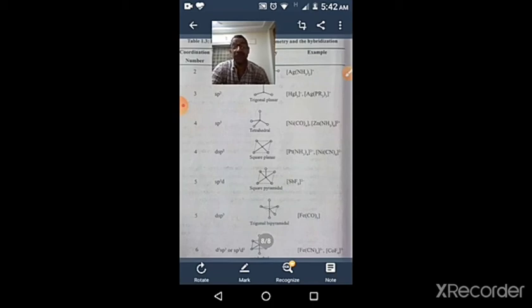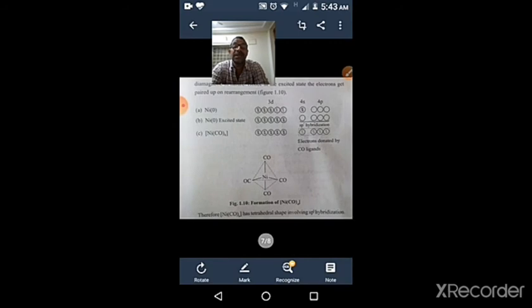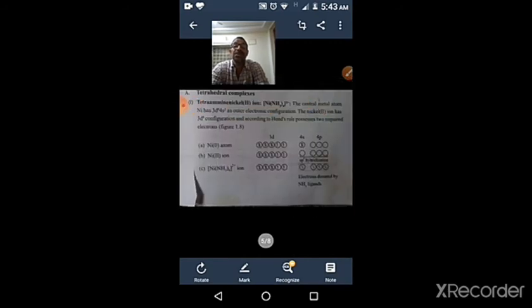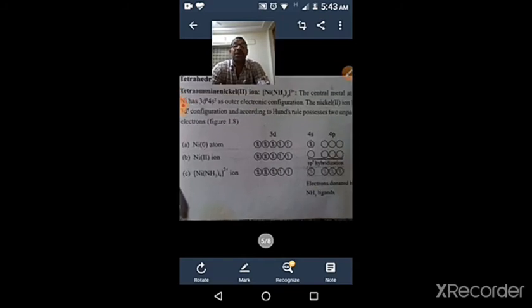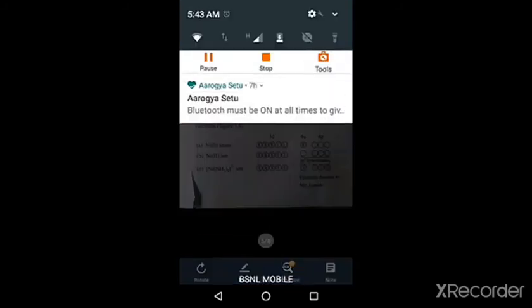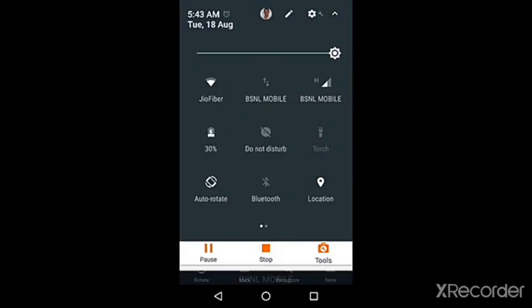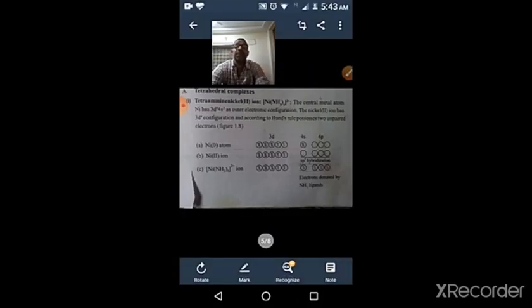So we can expect a geometry if we know the coordination number of the central metal atom or complex. We'll explain this with different examples. So one more example for a tetrahedral complex.